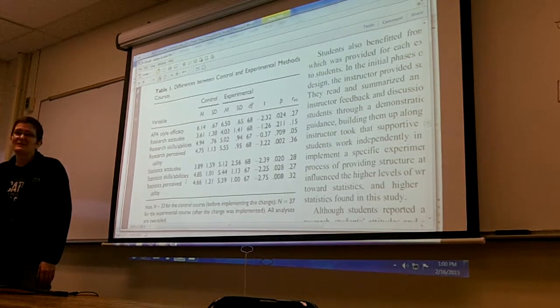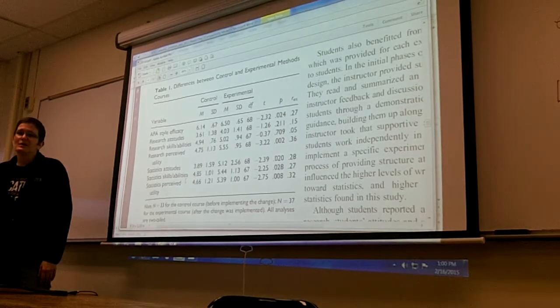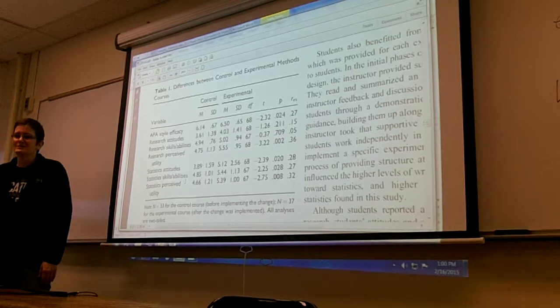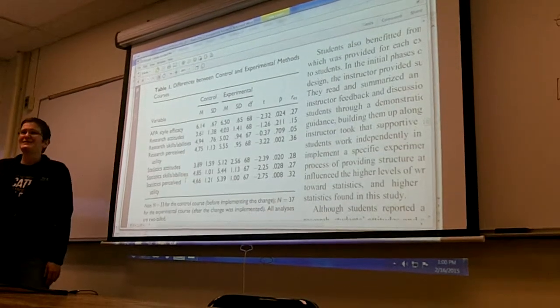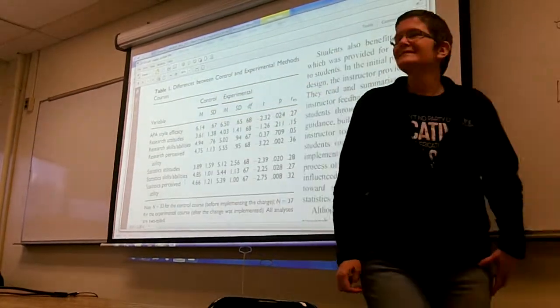This was a research methods course that was all about helping them develop skills and abilities, and the one case where they got no effect, where the effect size was negligible, was students' attitudes about their research skills and abilities. Oops. That didn't go very well.